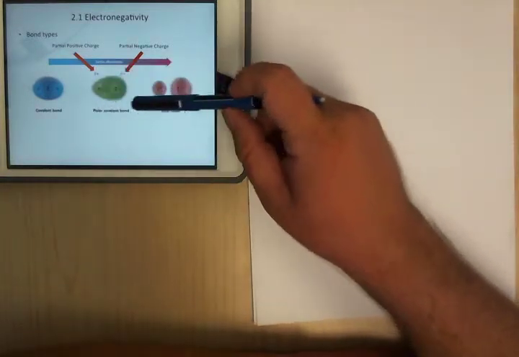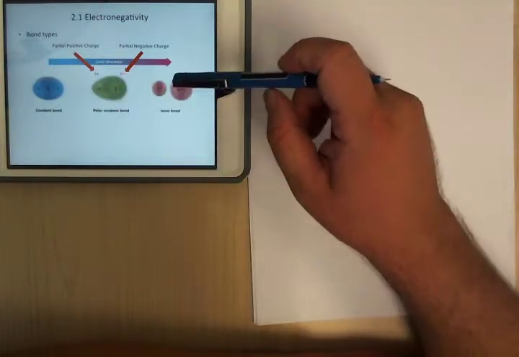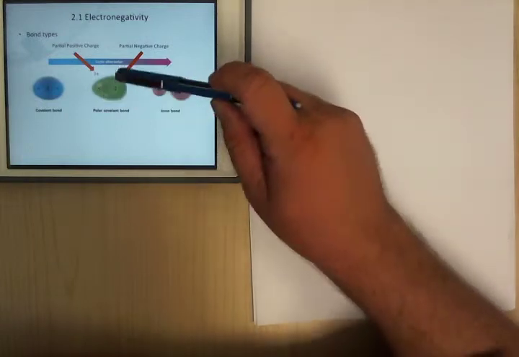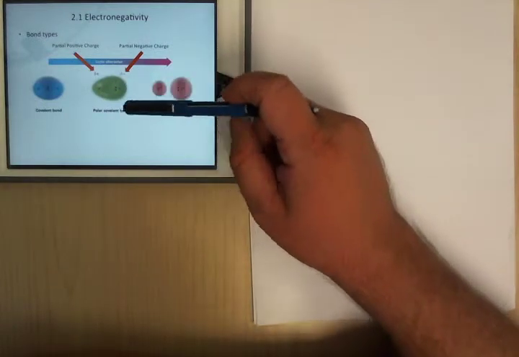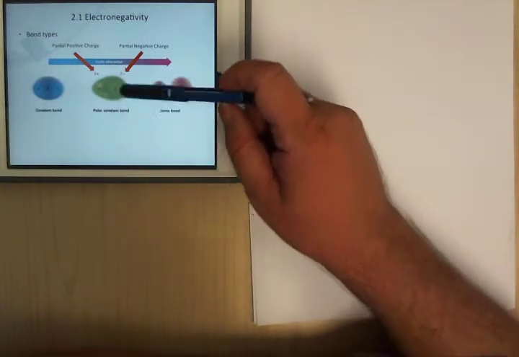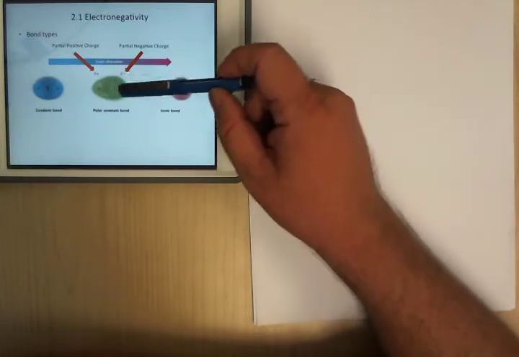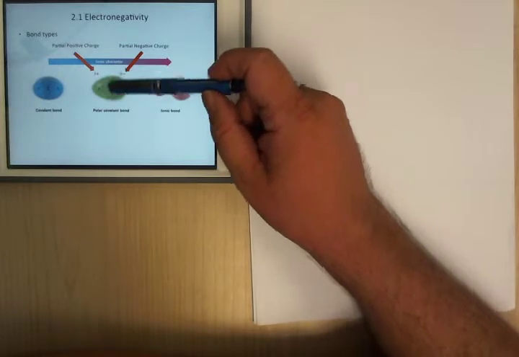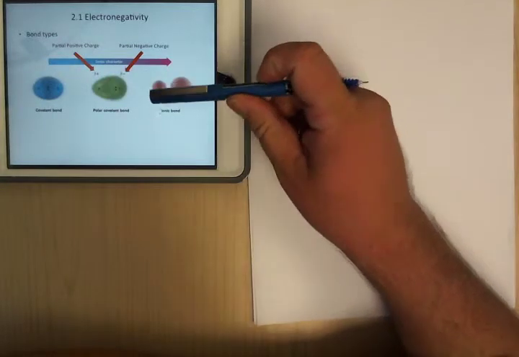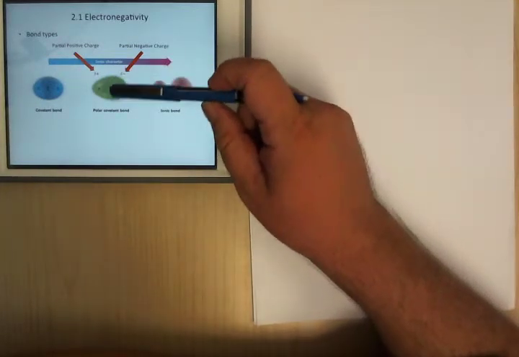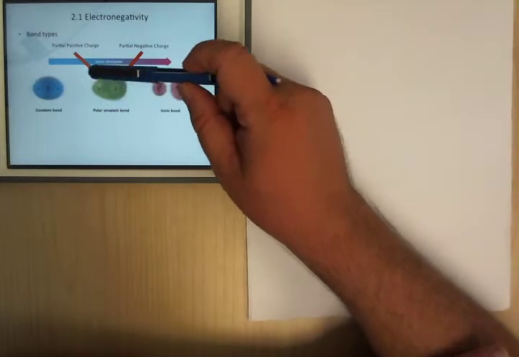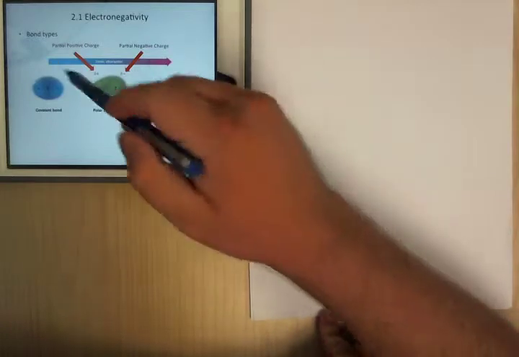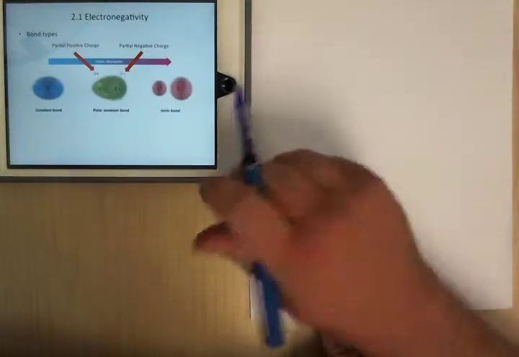And then you've got this in between, the polar covalent bond, where they are sharing. However, the electrons like to spend more time on one atom than the other. So if they're going to spend more time on this side, you get extra negative character on this side. It doesn't have a definite negative charge, but it has a partial negative charge, and a partial positive charge on the other end. So you have a spectrum here.